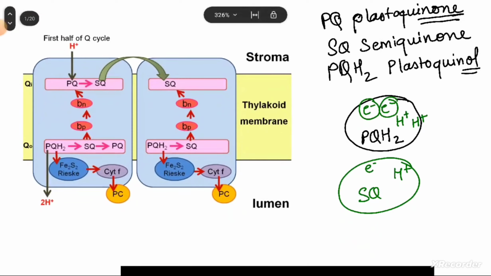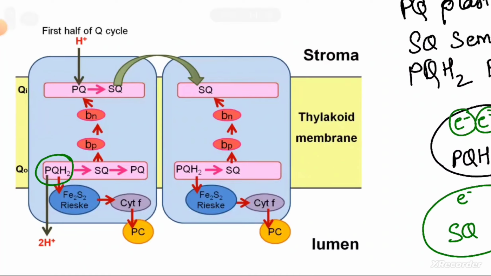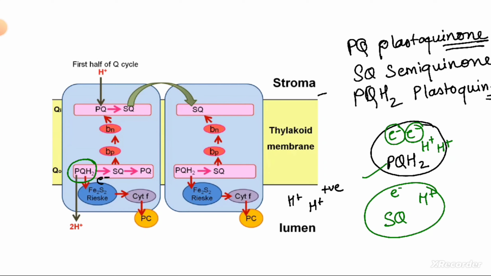So now we begin with the Q cycle. The first half of the Q cycle starts with this. In this Q cycle, we start with the plastoquinol. Now plastoquinol, as I said, has two electrons and two protons. One electron will be passed on via the high potential chain. This whole chain is the high potential chain because it is facing the lumen side, and you know that there are also more H plus ions. By the way, this is also termed the positive side, while this is the negative side.